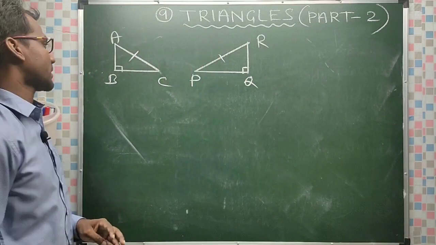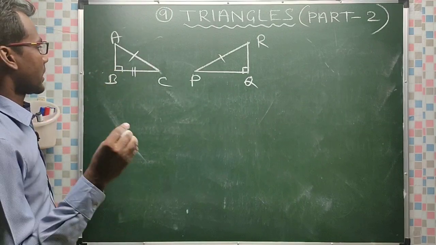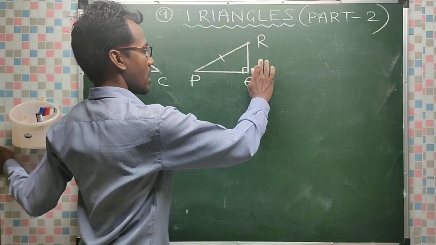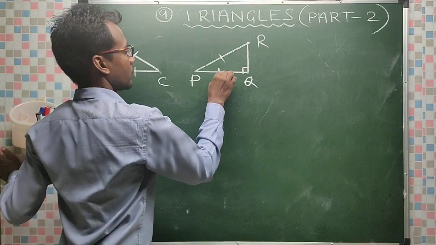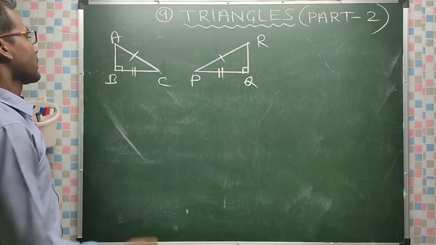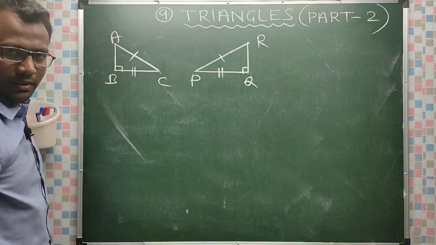Then we have to take one more side. Suppose we take BC of triangle ABC, and it is equal to, we can take either QR or PQ. It is your wish. Okay, suppose PQ. Right angle, hypotenuse, side. These two triangles are congruent.